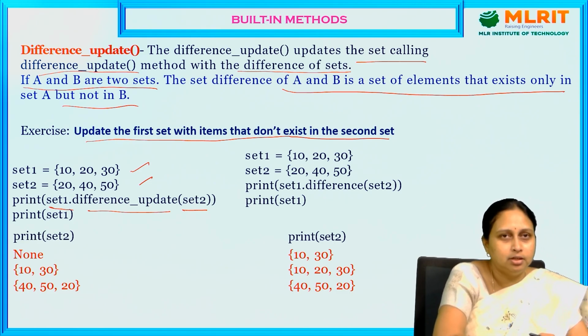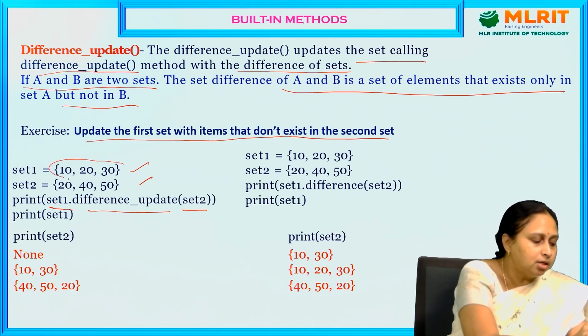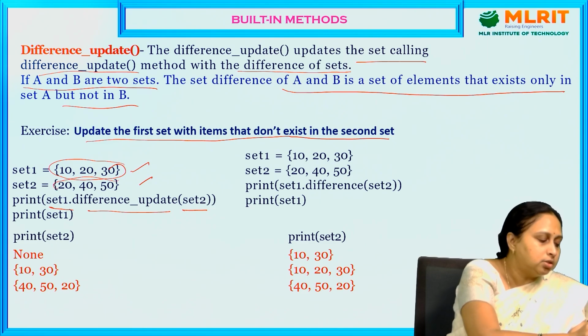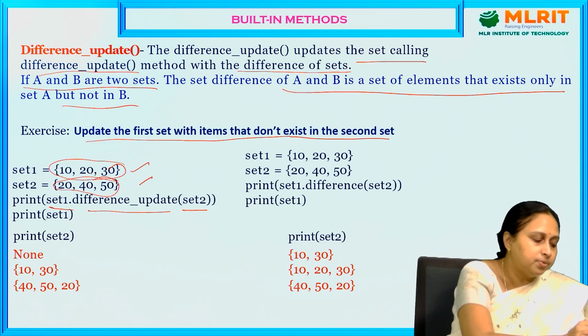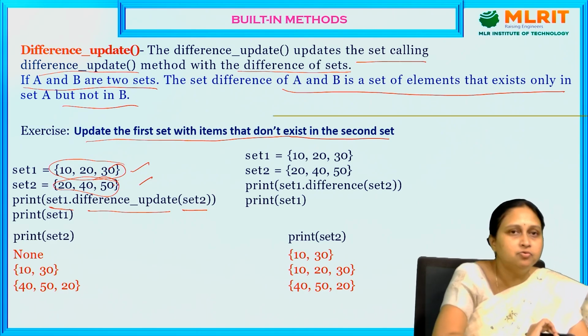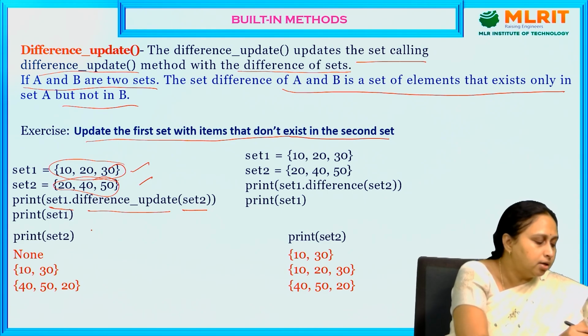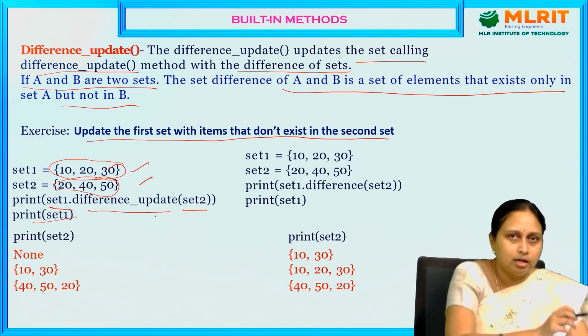Updation, what does it have to do? Update the first set with the items. This is the first set, and it should be updated with the items that do not exist in the second set. That means the second set elements should not be present in the first set. According to that, you have to update, right? After doing this, you have to store that in set 1 so that it can print it.